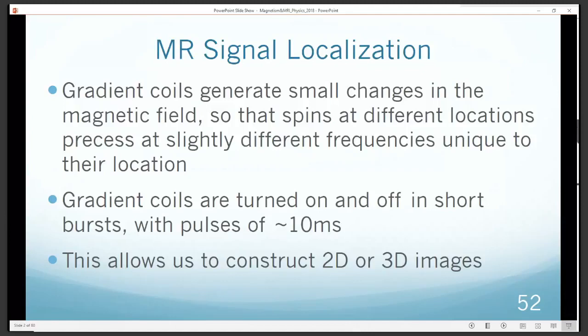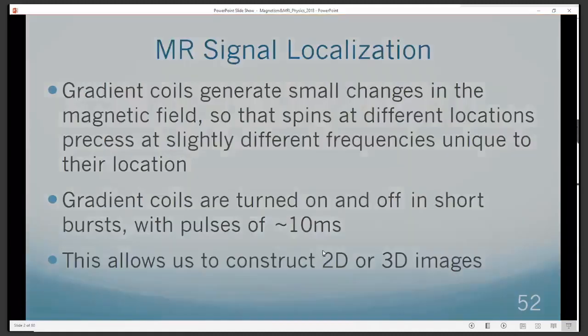So the strategy for MR signal localization is to take advantage of those three properties of electromagnetic waves. And this is done using gradient coils. Gradient coils, as I showed you previously, are inside the bore of the magnet. They're designed to change the main magnetic field so that spins at different locations precess at slightly different frequencies. And their frequency is directly related to their location. Typically, in MRI pulse sequences, gradient coils are turned on and off in short bursts on the order of 10 milliseconds or less. And this encodes the spatial information into the NMR signal and allows us to construct our 2 or 3D images using the same Fourier transform that I just showed you.